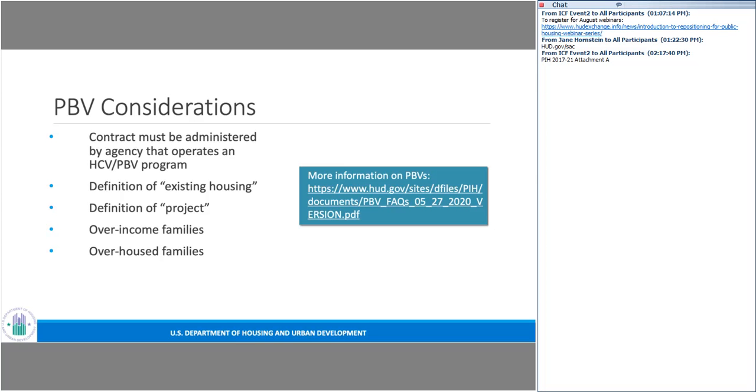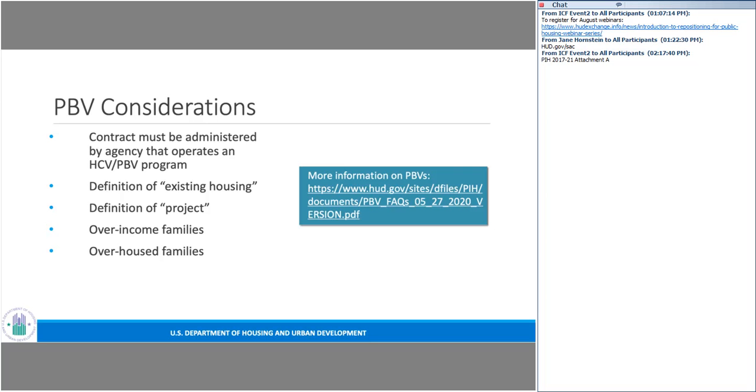Under the PBV program, a project is existing housing if it substantially complies with HUD's housing quality standards on the date of proposal selection. Substantially complies with HQS is kind of a fuzzy phrase, but the bottom line is that the housing authority itself defines what substantial compliance means. That definition is going to be in the voucher agency's administrative plan. They're going to say substantial compliance means, I'll give an example, the project has no life-threatening conditions. That's just an example to get the idea across.